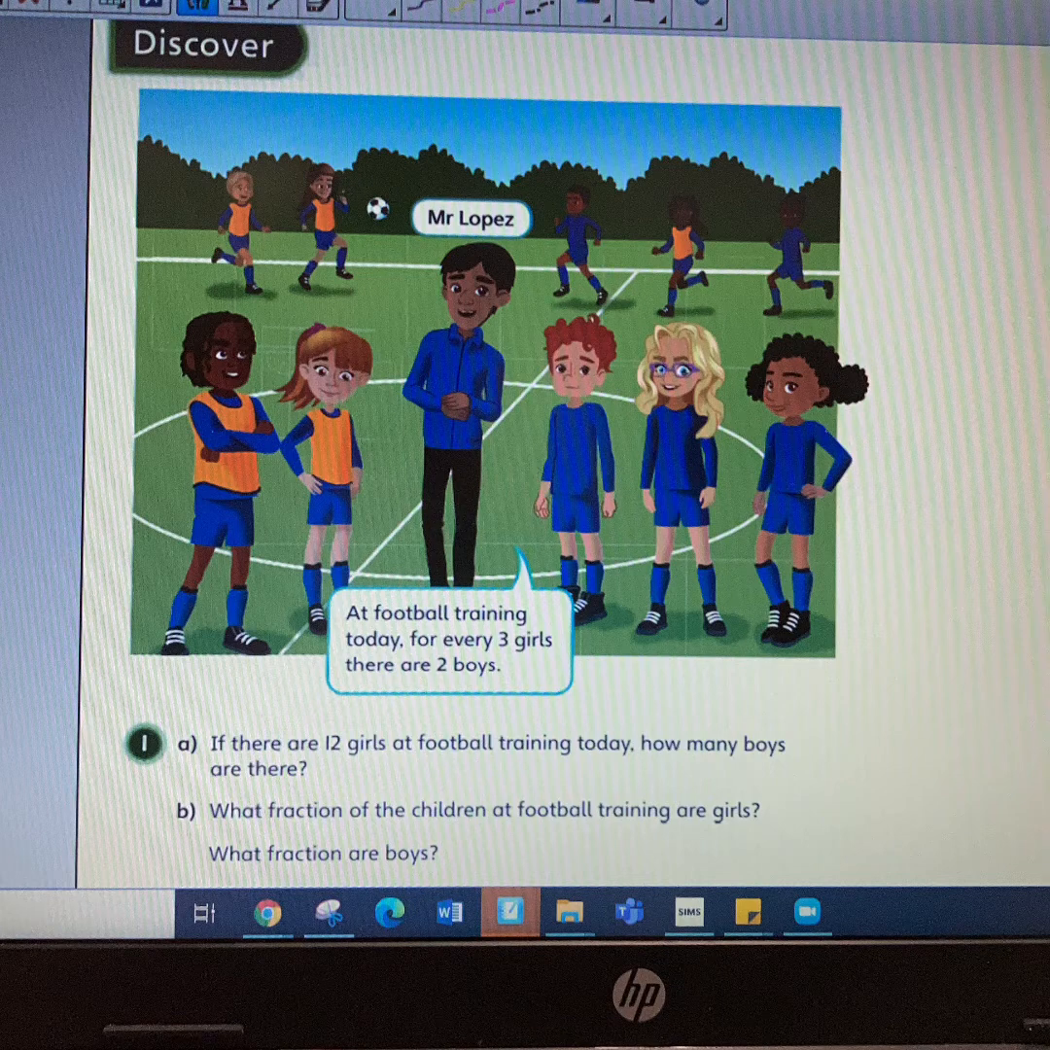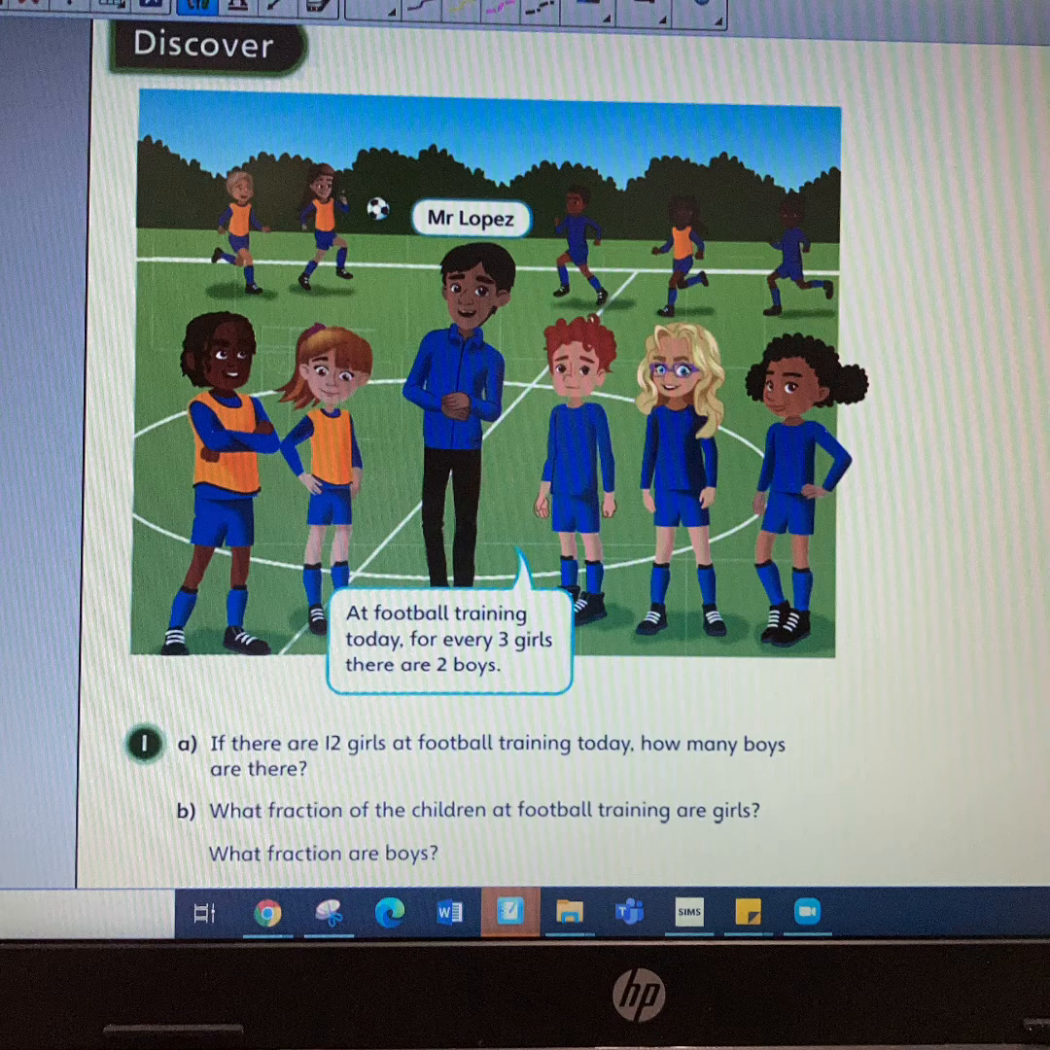Okay then, 1A: if there are 12 girls at football training today, how many boys are there? B: because we're starting to look at it as fractions as well, what fraction of the children at football training are girls and what fraction are boys? So, to start working this out, write down your basic ratio, and make sure we label it to start off with.